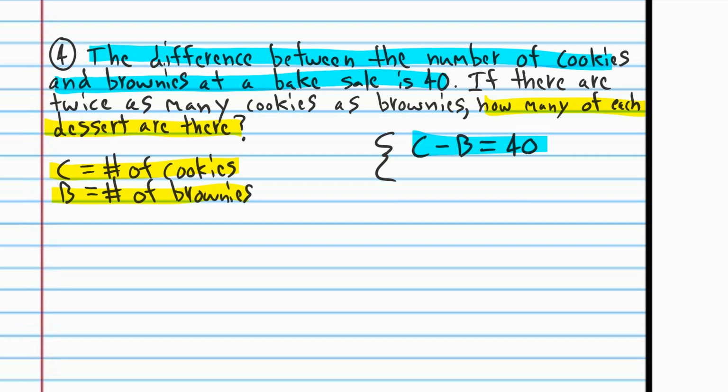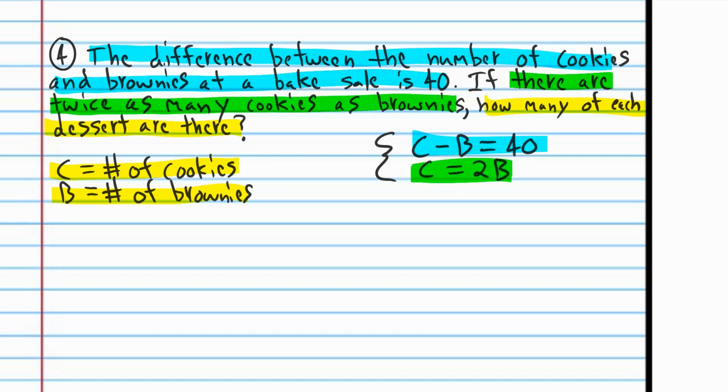And the hard equation is there are twice as many cookies as brownies. Twice as many cookies as brownies, so the number of cookies equals 2 times the number of brownies. Again, that's the hard part. So now we just solve the system of equations.